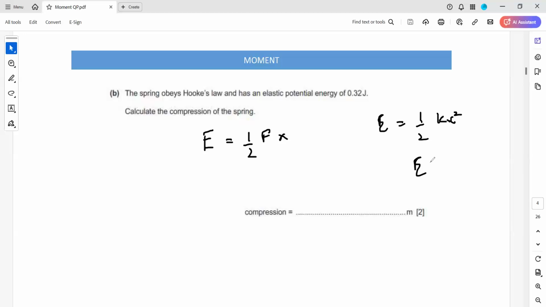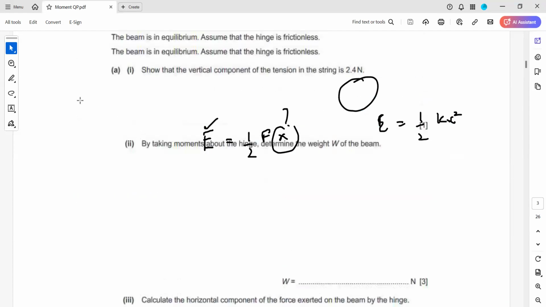Or if force is given, it will be half F squared divided by k, because F is equal to kx, but usually we don't use that. Usually extension is there. So we have the energy, which is 0.32, and we need the extension. How much force is applied on this spring?